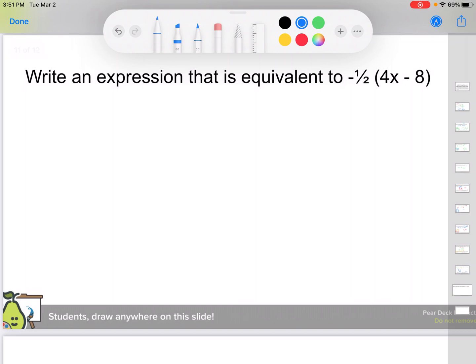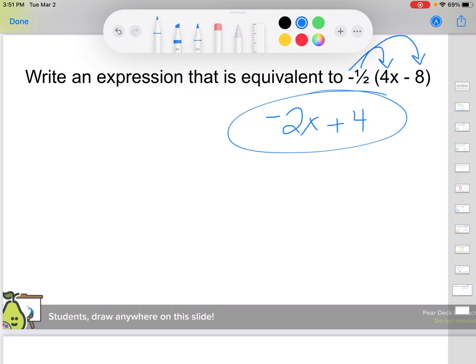Write an expression that's the equivalent. So 1/2 times 4 would be 2x, and it's going to be a negative because a negative times a positive is a negative. And then a -1/2 times a -8 is going to leave me with a +4 because half of 8 is 4, and a negative times a negative is a positive.